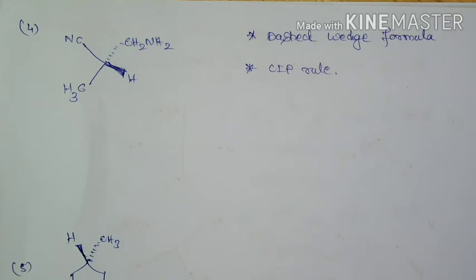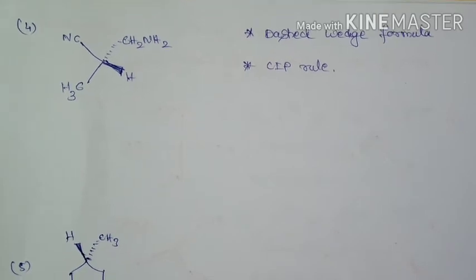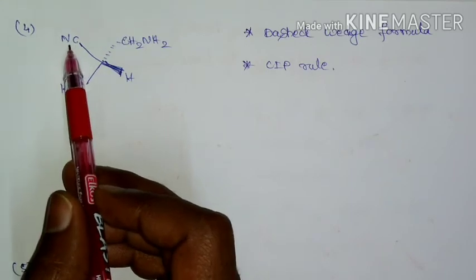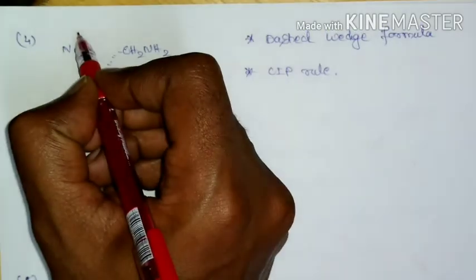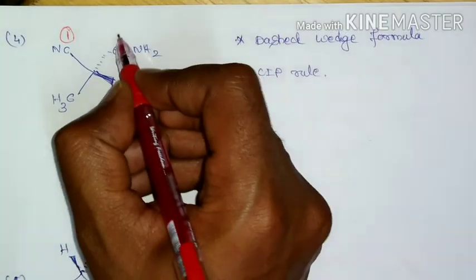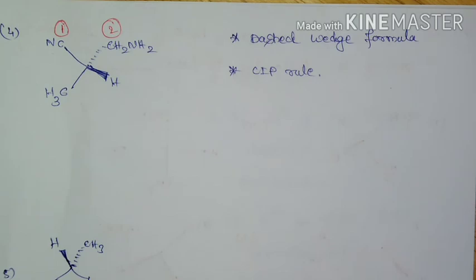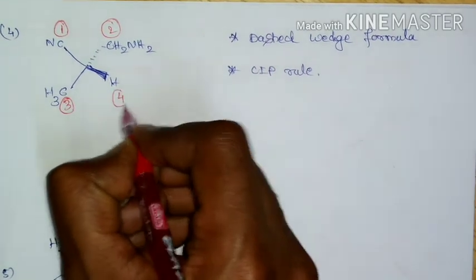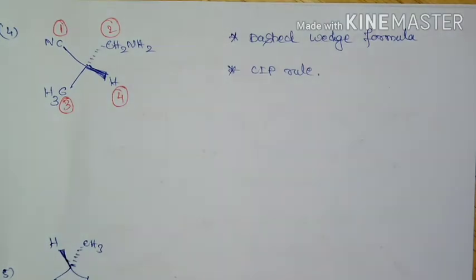Coming to the fourth, it is also a dashed wedge formula, and here also we need to apply the CIP rule, whatever we have discussed for the dashed wedge formula. What we need to do is give the priorities. So here the carbon is attached to nitrogen through a triple bond, hence it is going to take first priority. Then among these two groups, CH2NH2 is going to take second priority, CH3 will take third priority, and hydrogen will take fourth priority.